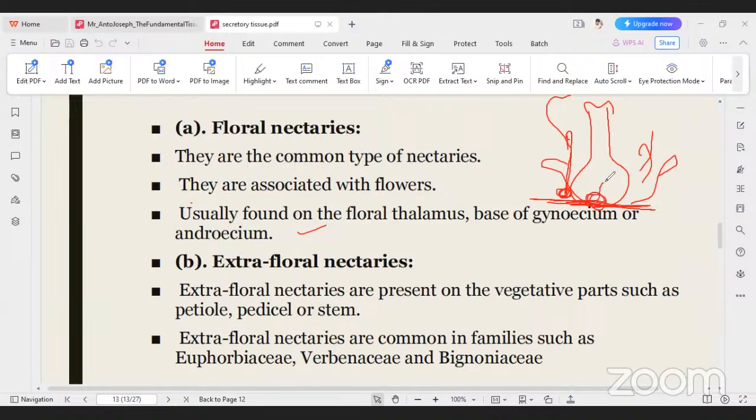From this, nectar, the sugar substance, is released out, right? From where the insect receives the sugar substances. So the second one is extrafloral nectaries. What are the extrafloral? Without flower. Vegetative parts such as petiole, pedicel, stem, they are the extrafloral nectaries. They are mainly found in Verbenaceae family, Bignoniaceae family, and Euphorbiaceae family.